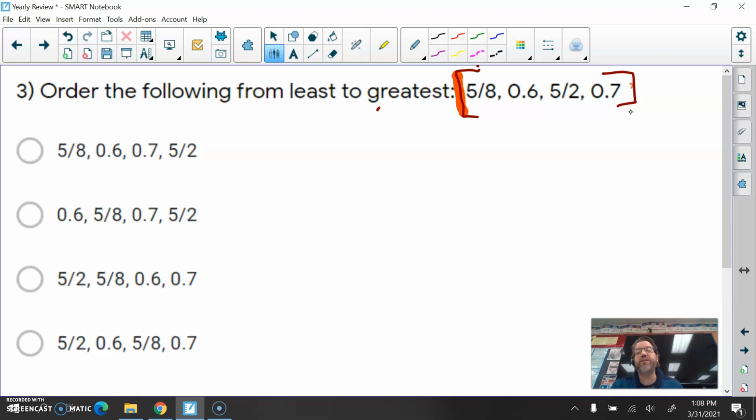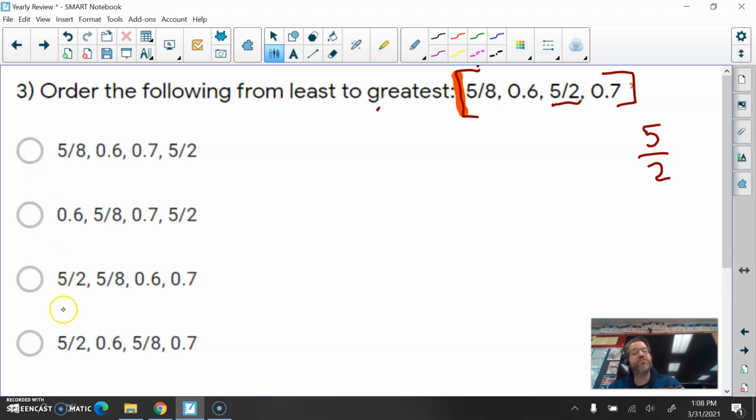One of these is clearly larger than the others. 5/8 is part of something. 0.6 is part of something. 0.7 is part of something. 5/2 is more than the entire thing. That's an improper fraction, 5/2. So of these four, I immediately know 5/2 is the largest. So let's just pull that one right out. 5/2 has to be the largest.